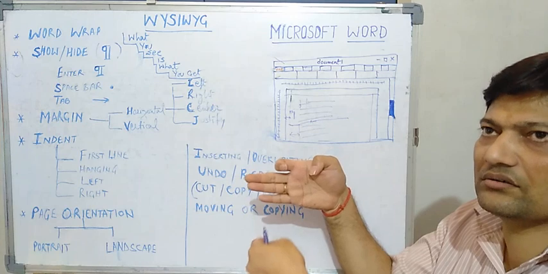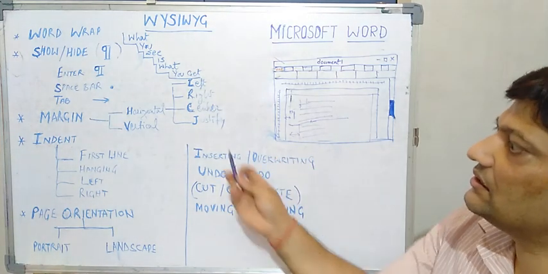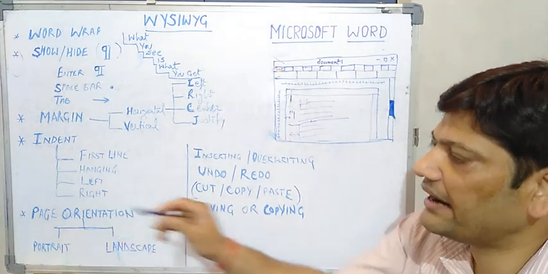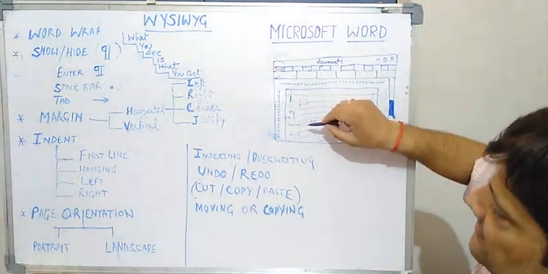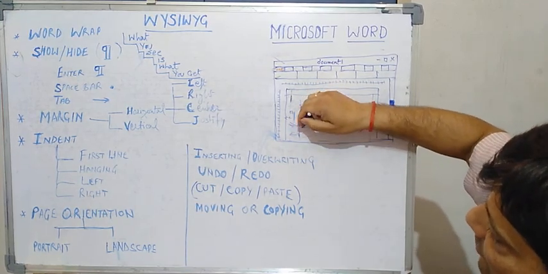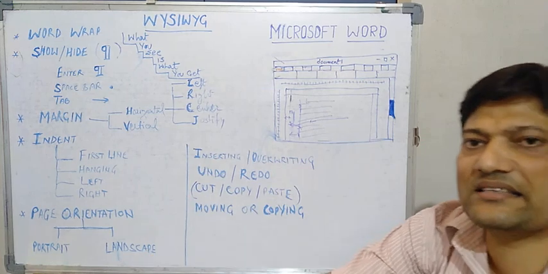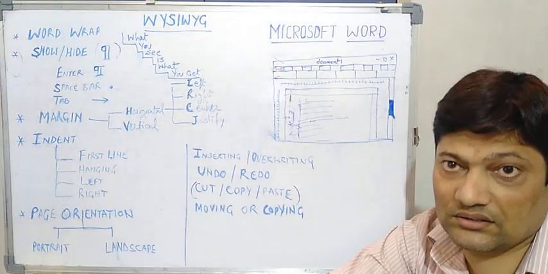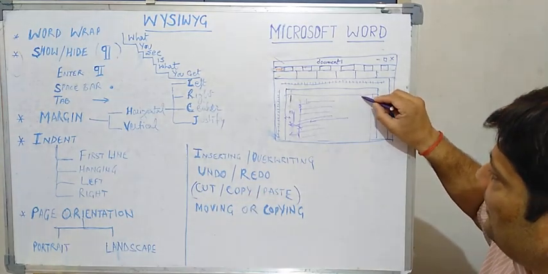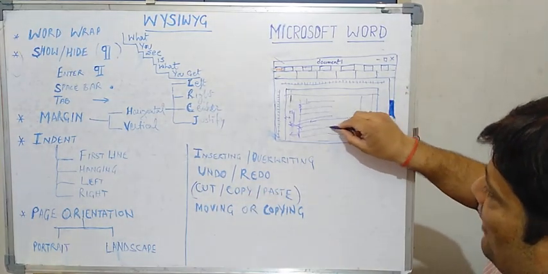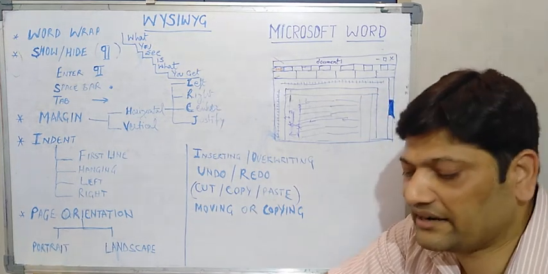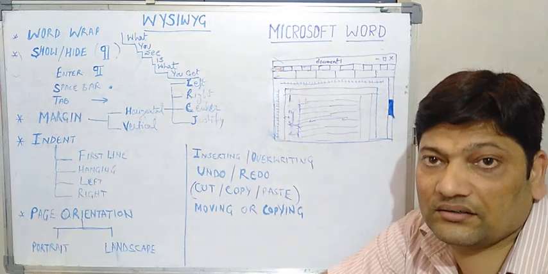In case of first line indent, my first line has a certain amount of gap, but the rest of the lines start from the margin. Now let's talk about the other two types of indent, left indent and right indent. If all the lines are maintaining an equal gap from the margin, that is the case of left indent, from the left margin. And when all the lines are maintaining the same amount of gap from the right margin, that is termed as right indent.